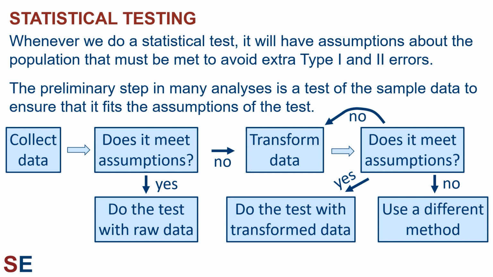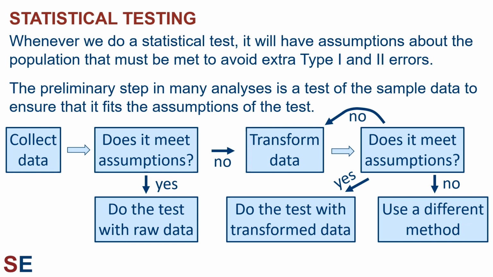So then we ask whether the collected data meets the assumptions of the test we want to do. If it does, then we can go ahead and do the test with the raw data and there's no need for transforming the values. If it doesn't, then we would typically transform the data values and recheck the assumptions. If the new transformed values meet the assumptions, then we do the test with the transformed data.